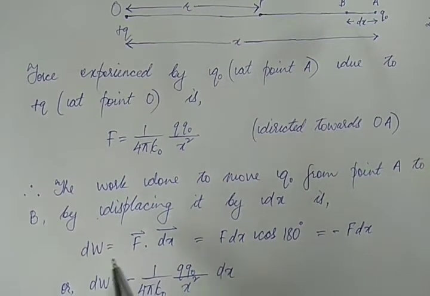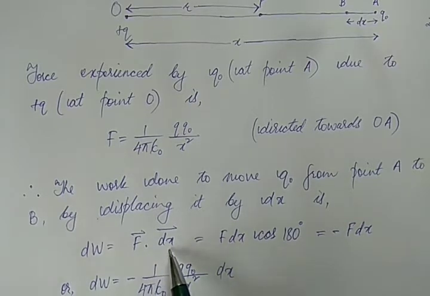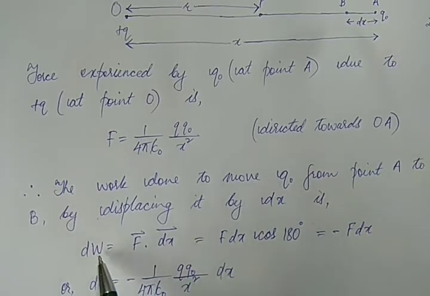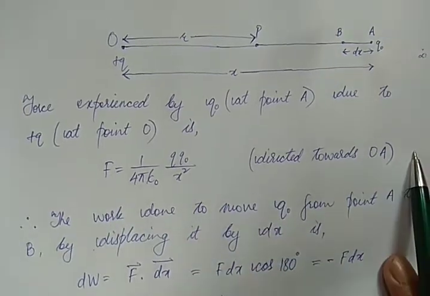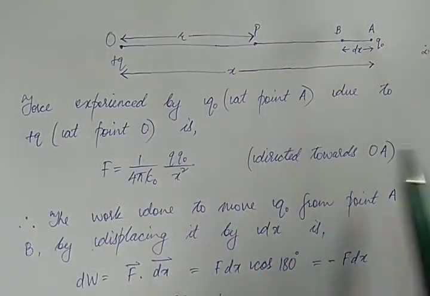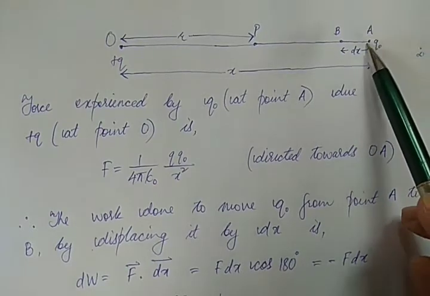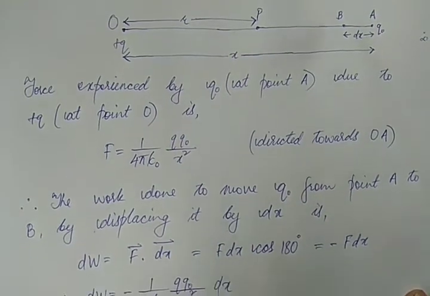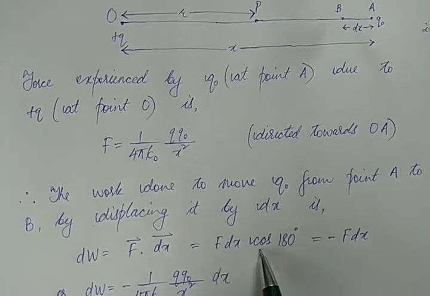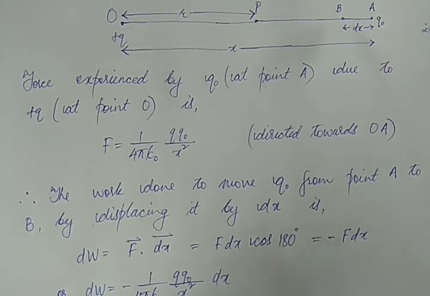As we know, work done is force dot displacement dx. So work is a dot product, as we already know. So this is F dot dx. Now, as we've already seen, the force F is directed towards OA, that is towards our right hand side, and we are displacing it from A to B, that is towards our left hand side. So the force F and displacement dx are oppositely directed. So F dot dx is equal to F dx cos 180 degrees. Cos 180 degrees is minus 1, so we have minus F dx.